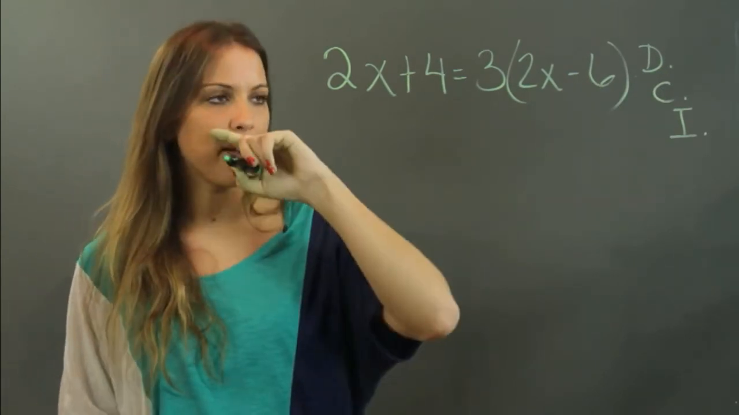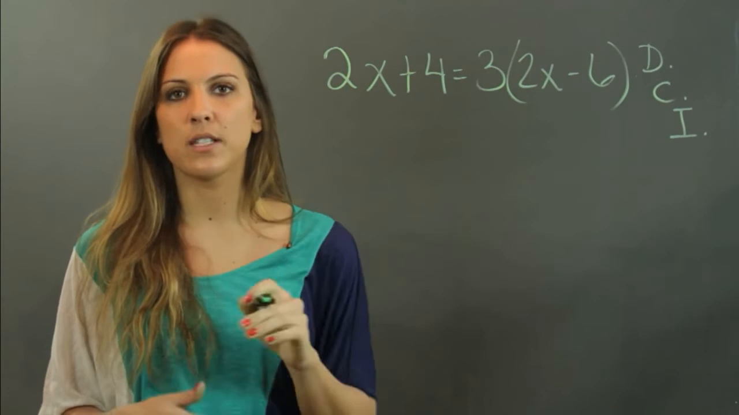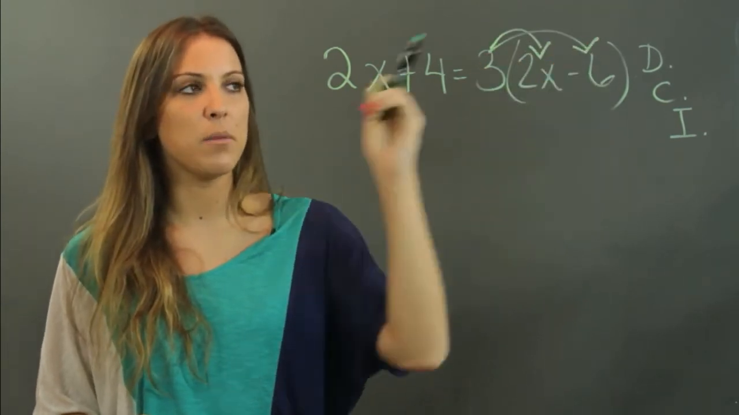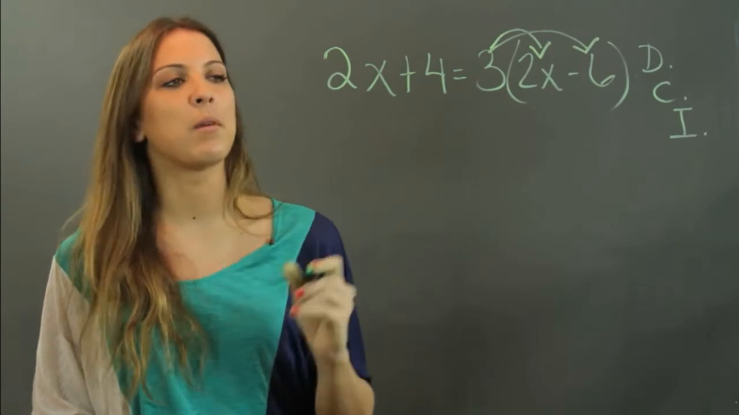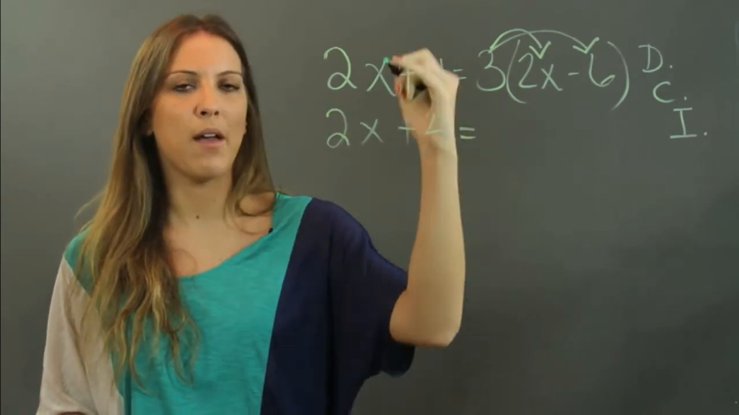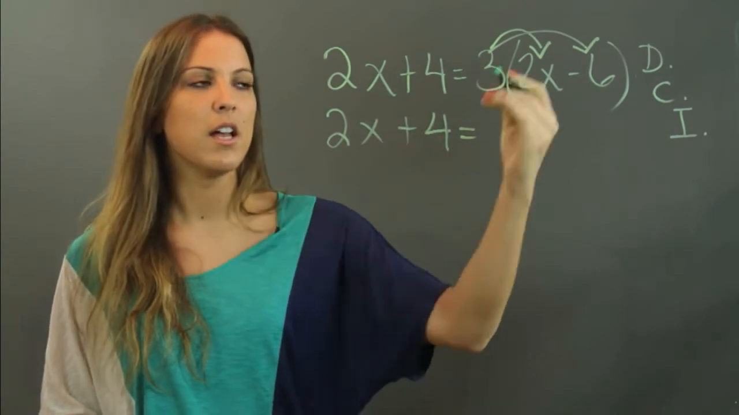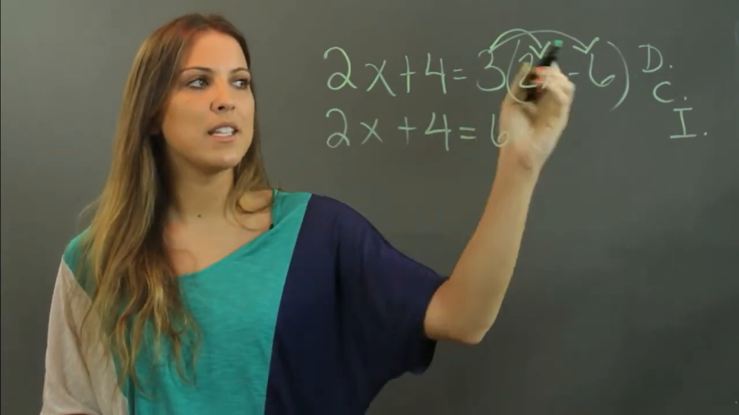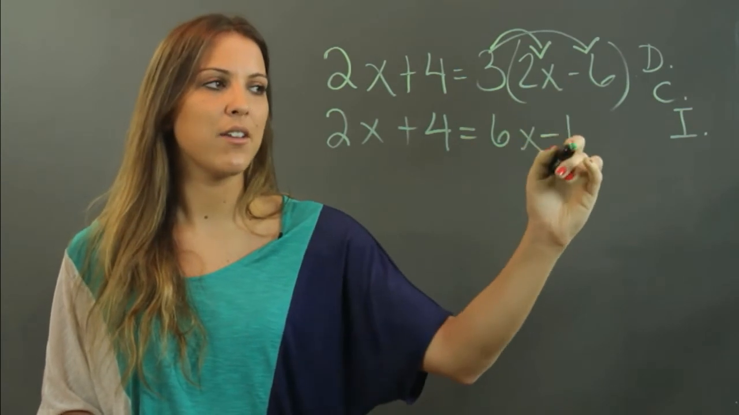If I see distribution anywhere, that's the first thing that I want to do. And I see it on the right side of the equation. So I'm going to go ahead and distribute that 3 into everything in the parentheses. So I'm going to get 2x + 4. And it's so important to bring down every part of the equation that you're not touching to keep everything in order. 3 times 2x is 6x. 3 times negative 6 is negative 18.